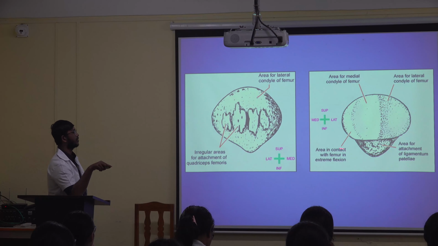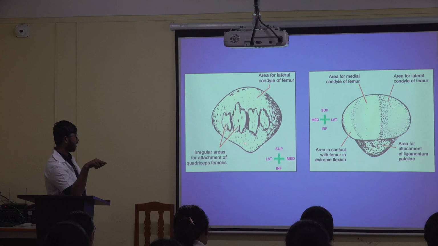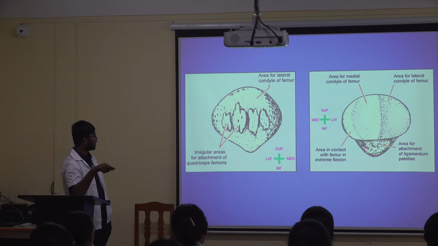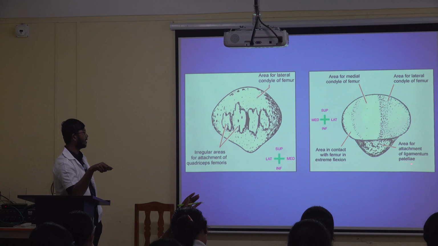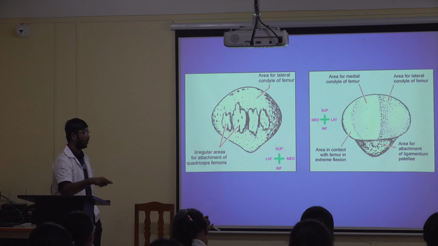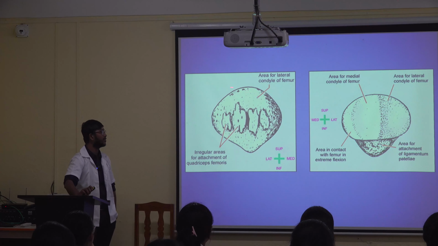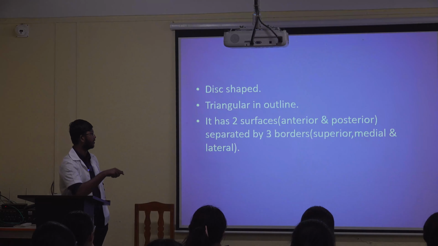In the lower part, this part is non-articular, but on the anterior surface of the lower part there is attachment for the ligamentum patellae, exactly at the anterior portion, while in the posterior part there is no attachment as such. So the ligamentum patellae attaches anteriorly, in some cases more posteriorly, but mostly anteriorly.